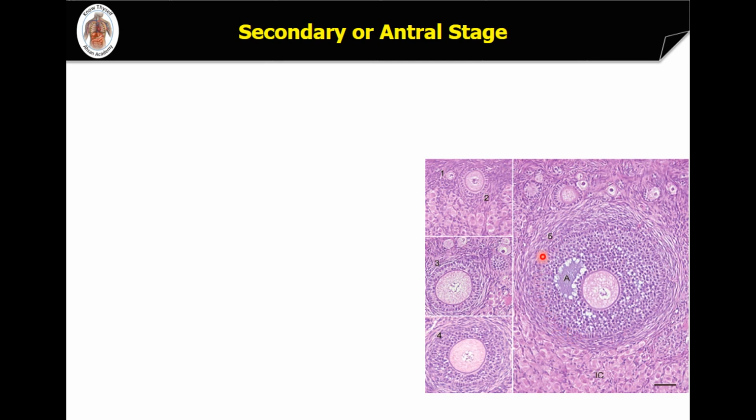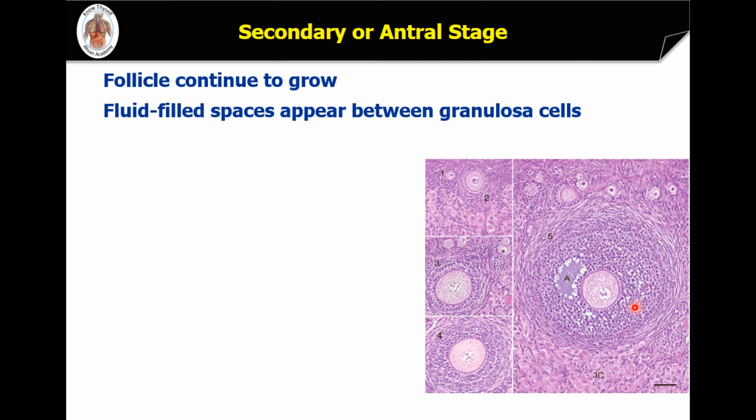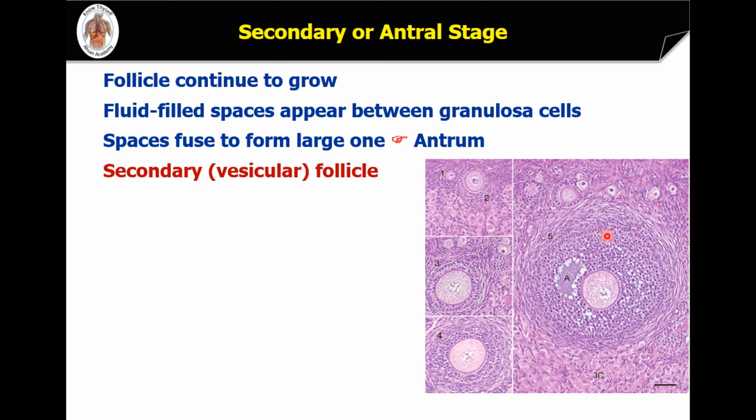Secondary or antral stage: a cavity appears. This is the cavity we can see in between the granulosa cells, and this may be multiple. So the follicle is filled with spaces in between the cells, and this is known as antrum, and this antrum becomes larger, fusing together and increasing in size. The follicle with the antrum is known as a vesicular follicle. This cavity is called the secondary ovarian follicle.